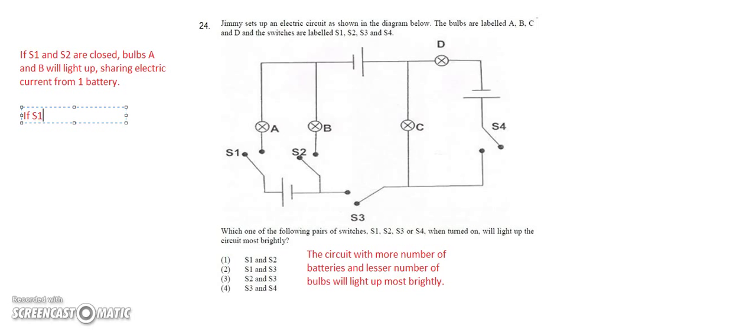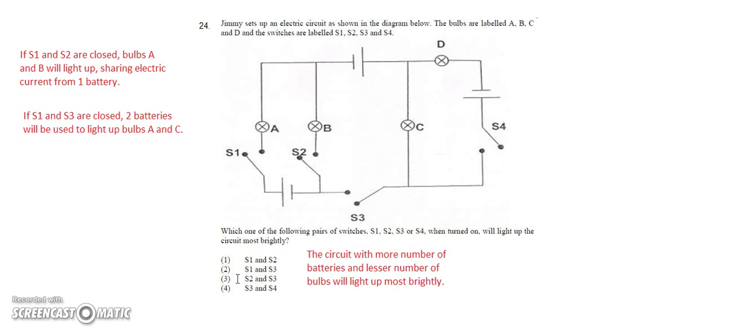If switch 1 and switch 3 are closed, two batteries will be used to light up bulbs A and C. Okay, so let us move on to the next example that we have for option 3, switch 2 and switch 3.